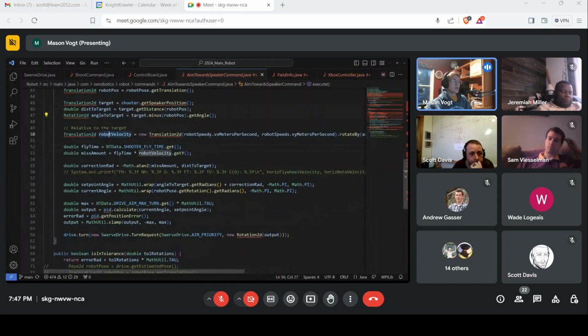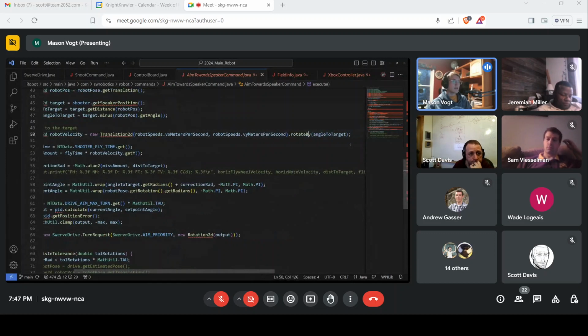From here, for the robot velocity, we do rotate by angle to target. And so that'll let us, I believe, yes, it rotates our velocity vector so that it's relative to the target. So if we're moving completely horizontal to it, that's what rotate by will do. It'll make it so it looks completely horizontal. But if we're going at an angle, it's not field relative anymore. Now it's like target robot relative. Does that make sense? I hope that makes sense. So you're rotating the entire space of that vector to be relative to the speaker, and that simplifies the entire problem.